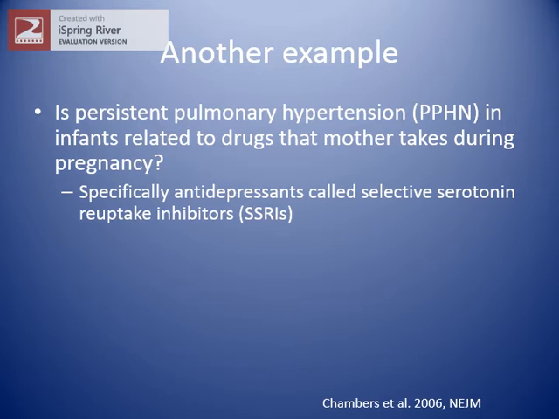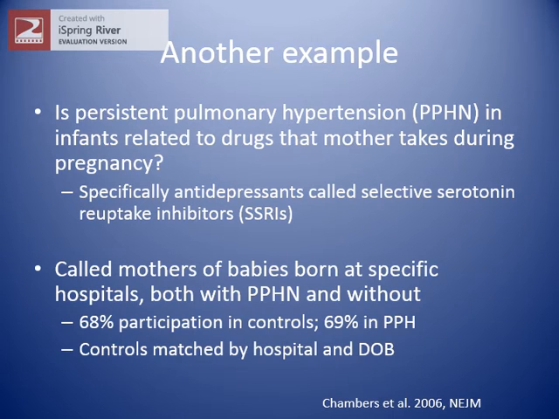And eventually they became curious about the effect of different antidepressants. There's a type of antidepressant called a selective serotonin reuptake inhibitor, SSRI. These are very common antidepressants that are taken by a wide variety of people, including sometimes pregnant women. So they wanted to study if these SSRIs during pregnancy are related to babies developing this condition called persistent pulmonary hypertension. So what they did was they selected some hospitals.